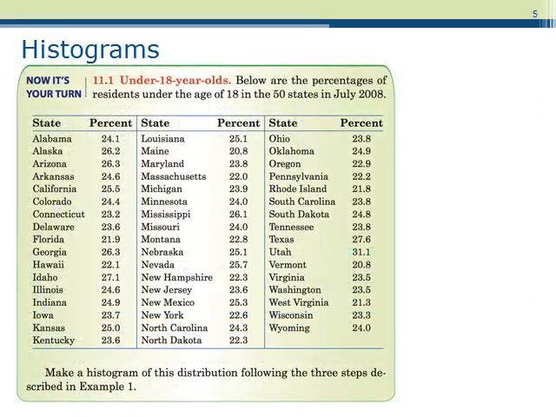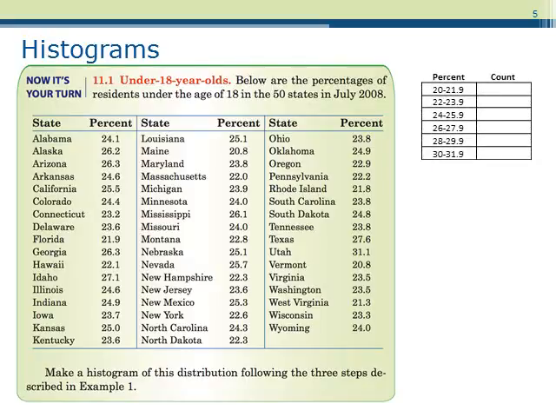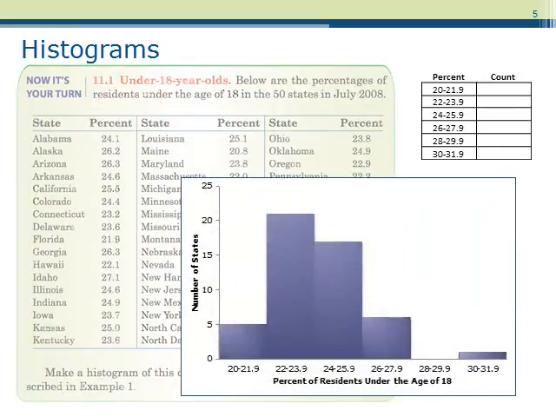Now you try one. Below are the percentages of residents under the age of 18 in the 50 states. Make a histogram of the distribution following the 3 steps described in example 1. Use the following class intervals when constructing your histogram. So the class intervals in this case would be from 20 to 22, 22 to 24, 24 to 26, and so on. So pause the video and unpause when you're ready for the answer. Your histogram should look something like this.